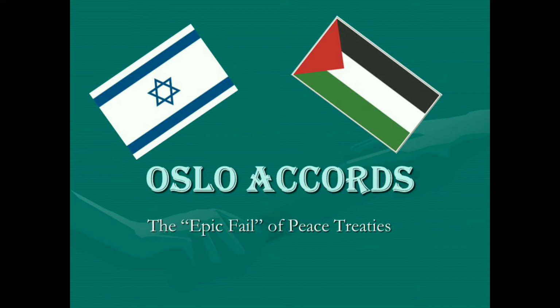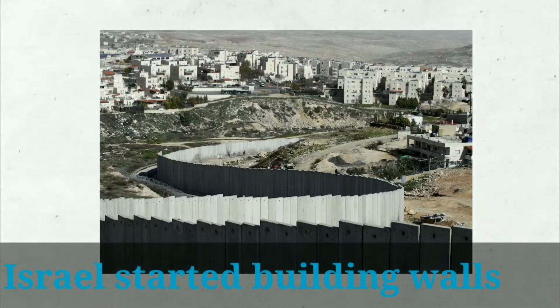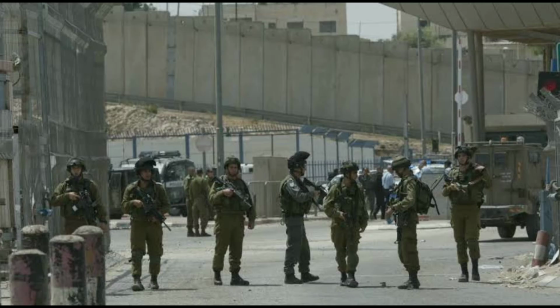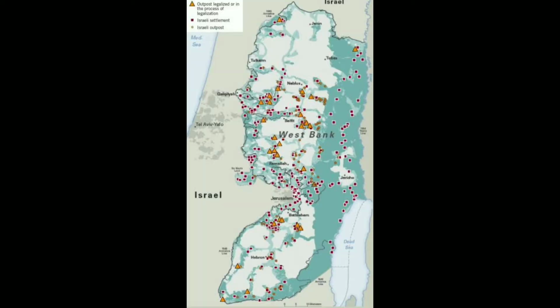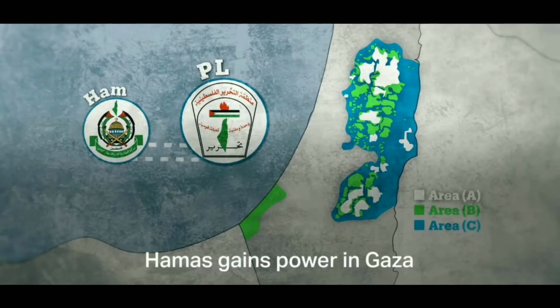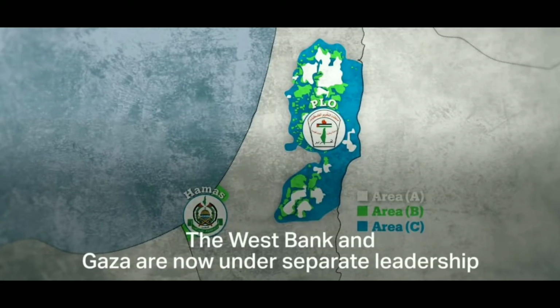Due to this, Israel started building walls and setting up checkpoints to control Palestinian movements. In 2005, Israel withdraws from Gaza and continues settlement in the West Bank. Hamas gained power in Gaza and split from the Palestinian Authority. The West Bank and Gaza are now under separate leadership.